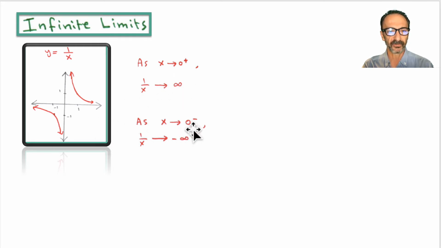If you approach 0 from the left side, you're going to have negative numbers. Same thing, like negative 0.01 will be negative 100. So from the left side of 0, you're going to go down to negative infinity. Since from the right side of 0 you're going to infinity, and from the left side of 0 you're going to negative infinity, we say that the limit does not exist.